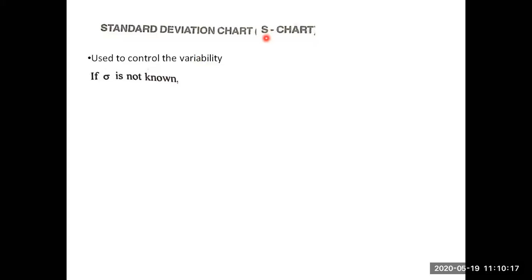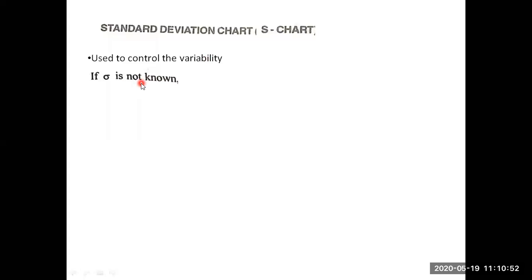That means how the sample values are distributed within one sample. If you take one sample where the highest number is 100 and the lowest number is 1, there is a difference of 99. Knowing the difference between the minimum value and the maximum value is what you call the variability. Similarly, the S chart is also used to control the variability.